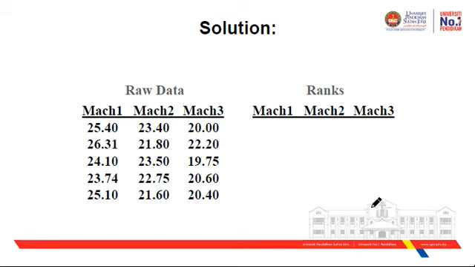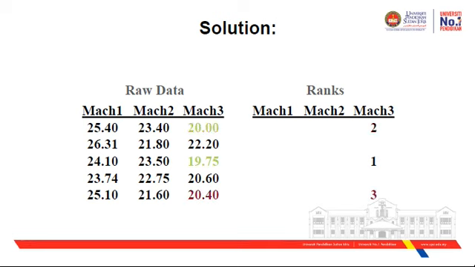Alright, so let's look at how you do it. So let's look at this data. As I said just now, you need to look at all the data and rank it across the groups. So we can see that the minimum value here is 19.75. So that's why we give rank 1 for 19.75. And then the lowest after that is 20, so we give rank 2. And then what else? We have 20.4, 20.6, 22.2, and so on and so forth, also from the other groups.